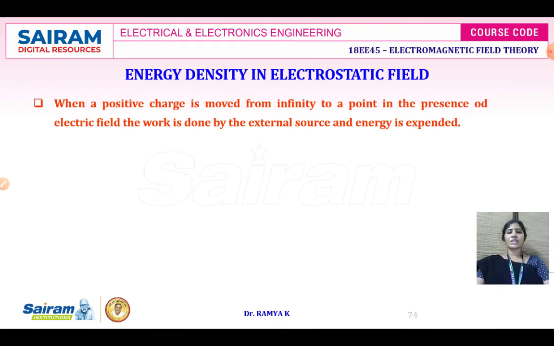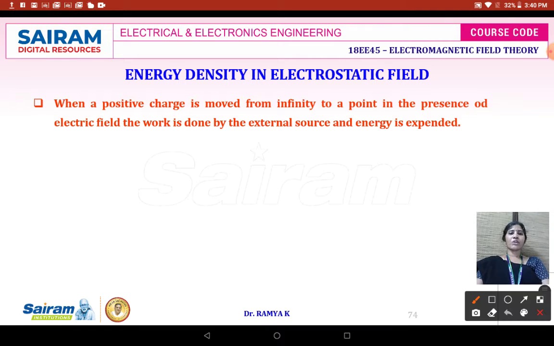Next, energy density in an electrostatic field. Energy density means half epsilon E square. In case of an electrostatic field, the energy density is half epsilon E square. It is going to be the energy density W_E. We need to derive the expression for the same.